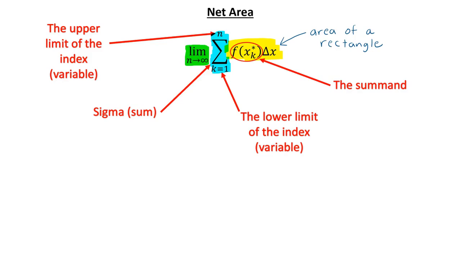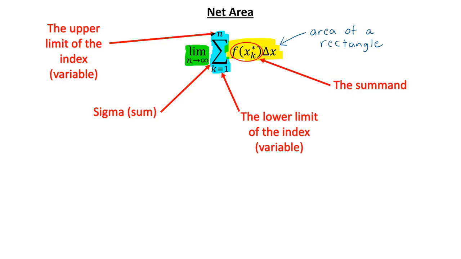And as we saw in a previous video, as the number of rectangles approaches infinity, our net area value gets closer and closer and closer and closer to the actual area under a curve. As a matter of fact, it becomes so close to the actual area under a curve that it is indistinguishable from the actual area under a curve.